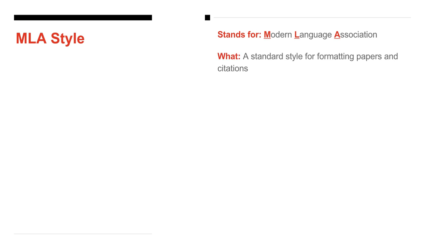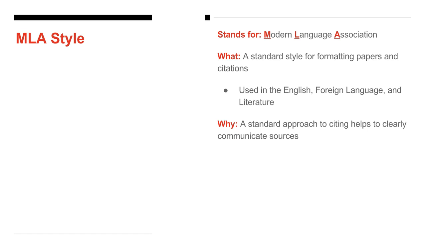Starting out, we're working with MLA style, which stands for the Modern Language Association. This is a standard style for formatting papers and citations that is most commonly used in English, foreign language, and literature disciplines. Since this is English class, we're going to use MLA. We use this standard approach to citing because it helps to clearly communicate our sources. Anybody familiar with MLA style will be able to use that information to identify whom you are giving credit to.